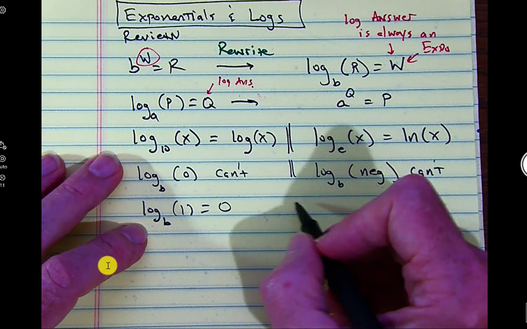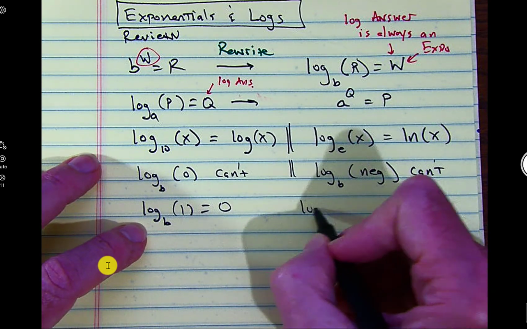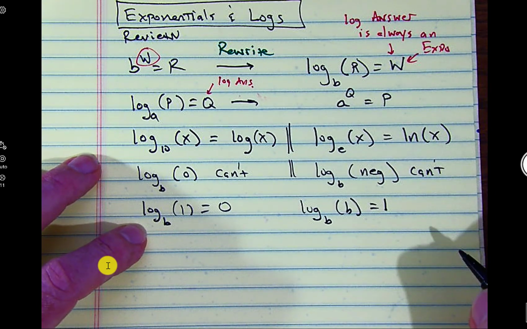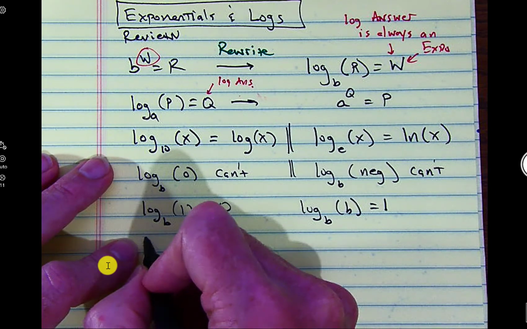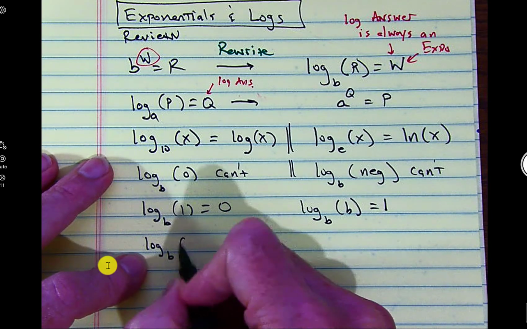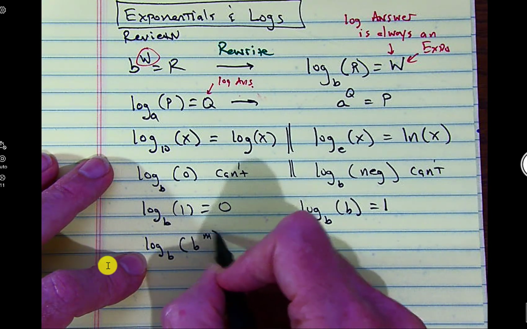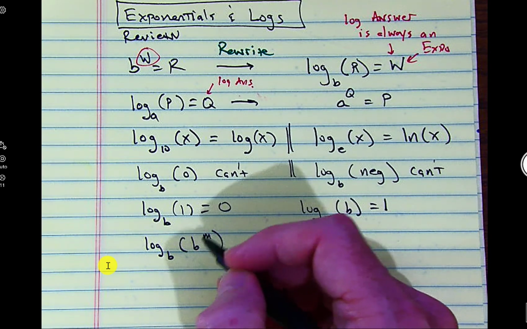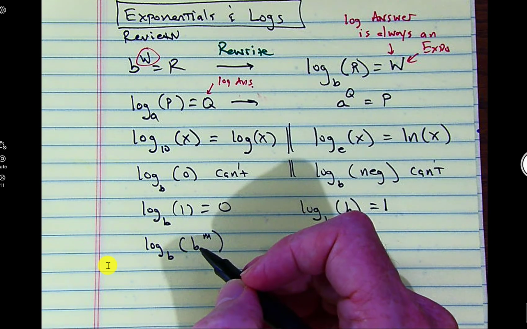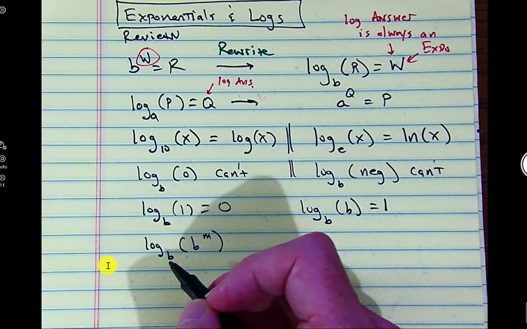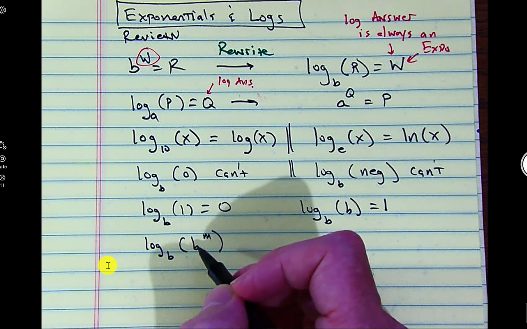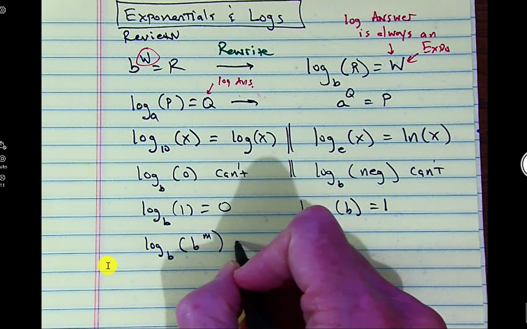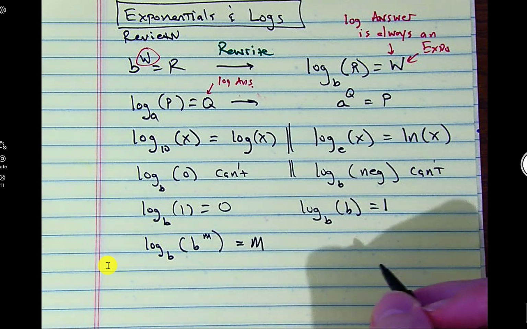Another property, these are log properties now. Log base b of b equals 1. Now, here's another log property that we learned. This problem is log base b, and the inside is exponential base b. So an exponential base b and a log base b, these two functions are inverses of each other. They're going to cancel each other out, and we get m.